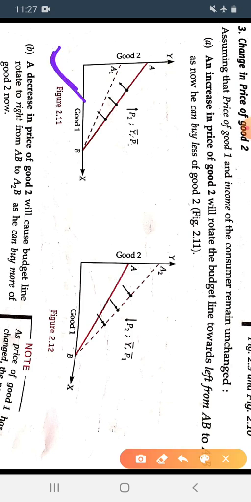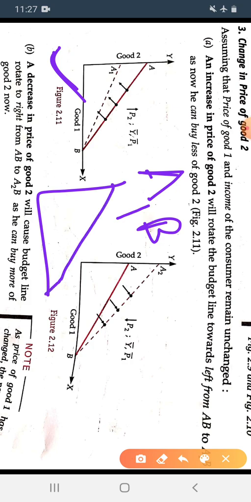In this condition the curve will shift from AB to A1B. There is an increase in the price of good 2, so the consumer will purchase less of good 2. Then the curve will shift to the leftward, because the price of good 2 is increasing and the consumer will purchase less of good 2.